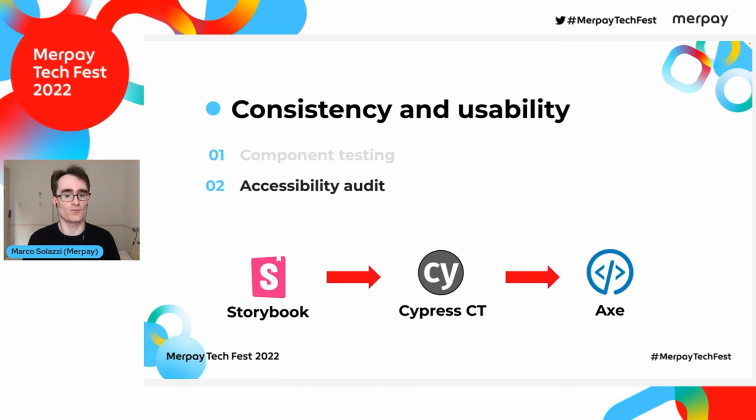Our current workflow is to reuse the stories we have created in Storybook, load them, and render them into the Cypress component testing environment, and run a tool called Axe to run an accessibility audit on the rendered components. The merit of this workflow is that we are reusing our stories, so we don't need other test files. And by using Cypress component testing, we render the component in a real browser, making it possible to check also things like color contrast.